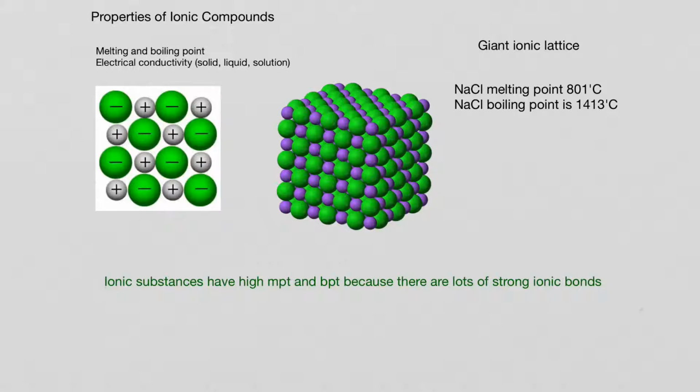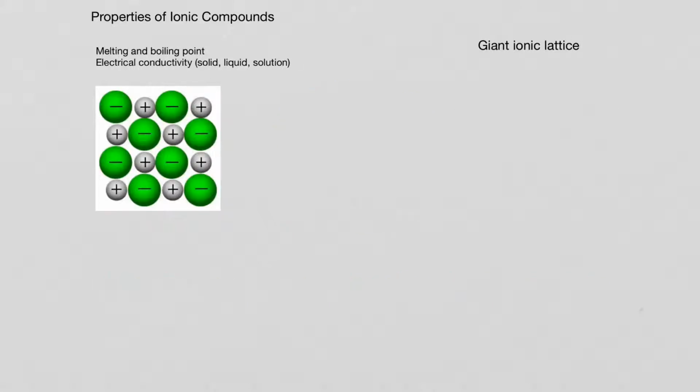We're now going to have a look at the electrical conductivity. So I'm going to come back to my simple diagram here. Now, if a substance is going to conduct electricity, there must be charged particles that are free to move. Hopefully you'll be able to see in my diagram here, when sodium chloride is solid, these positive charges are being held in place by the negative charges, and the negative charges are being held in place by the positive charges. So when sodium chloride is solid, we do have charged particles.